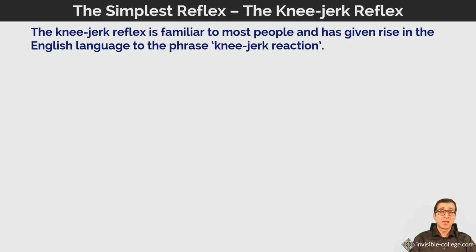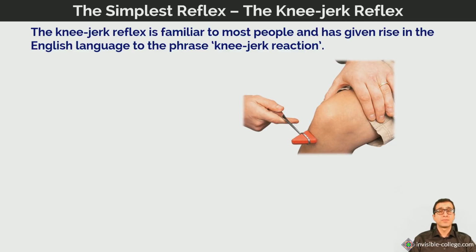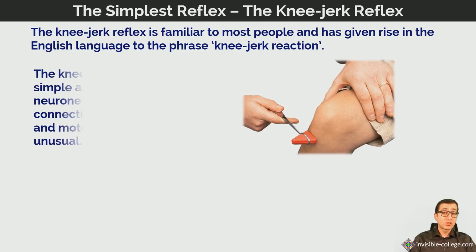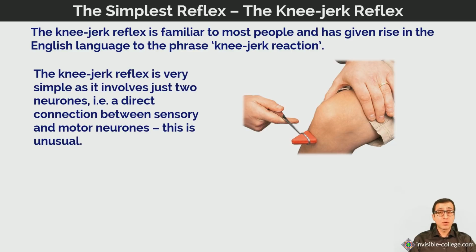Now, the simplest reflex is the knee-jerk reflex, and this is familiar to most people who've been to the doctor at some point. And this has given rise in the English language to the phrase knee-jerk reaction. The knee-jerk reflex is very simple because it only involves two neurons. In other words, there is a direct connection between a sensory neuron and a motor neuron without any relay neuron in between, and this is actually quite unusual.